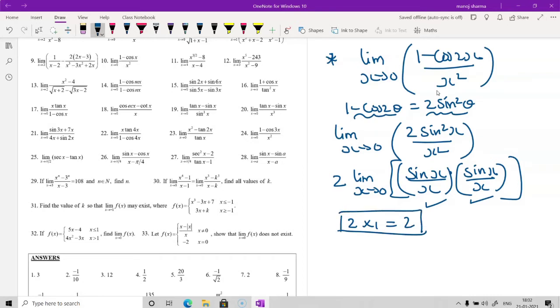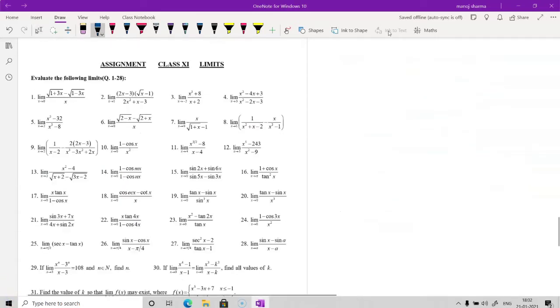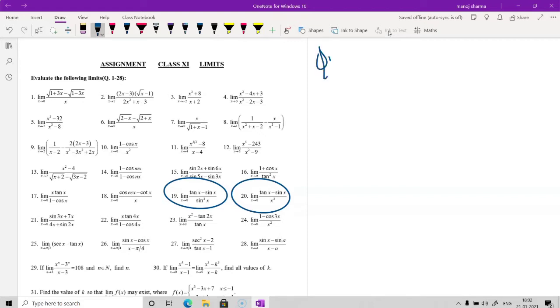I will be further moving with the questions in my assignments, and we will see how to solve these kind of questions. Now dear friends, if you see the two questions of my assignment, one is this, one is this. Let's see how they are correlated and how they are correlated with my previous questions. If I am taking this, it is question number 19. This question number 19 is limit x tends to 0 tan x minus sin x upon sine cube x.